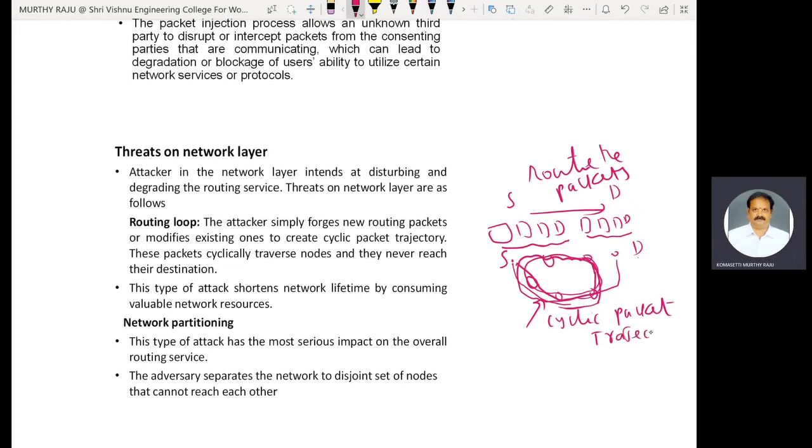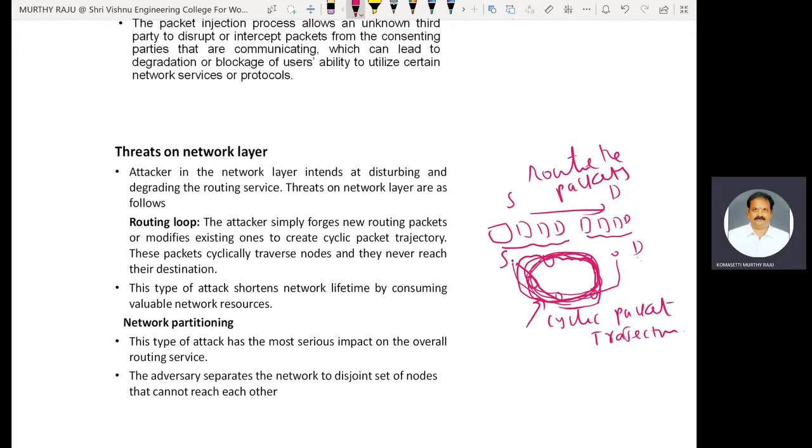Cyclic packet trajectory. These packets cyclically transfer between nodes and they never reach their destination. These packets do not reach the destination. Cyclically, a packet trajectory is created like that.